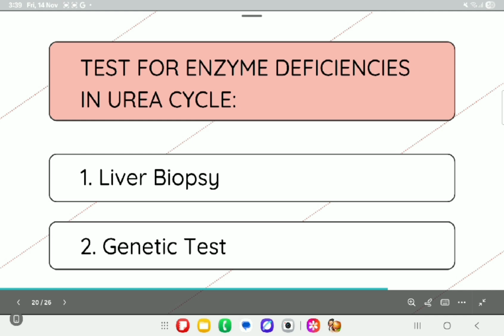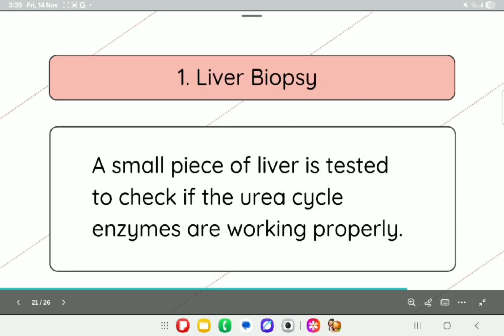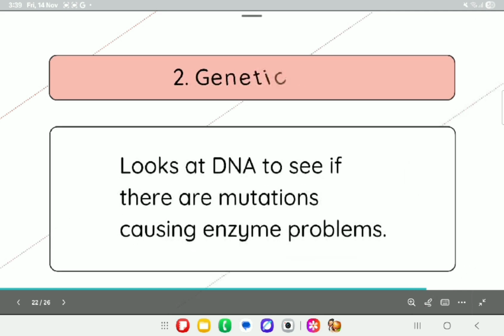Here are the tests for enzyme deficiencies in the urea cycle. We have liver biopsy and genetic test. In a liver biopsy, a small piece of liver is tested to check if the urea cycle enzymes are working properly. Next, we have the genetic test. It looks at DNA to see if there are any mutations causing enzyme problems.